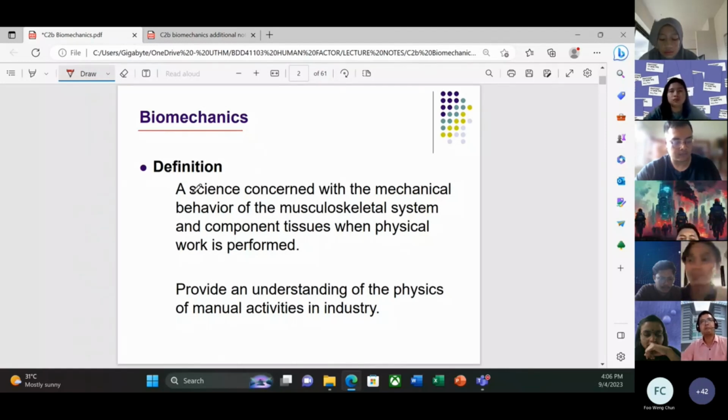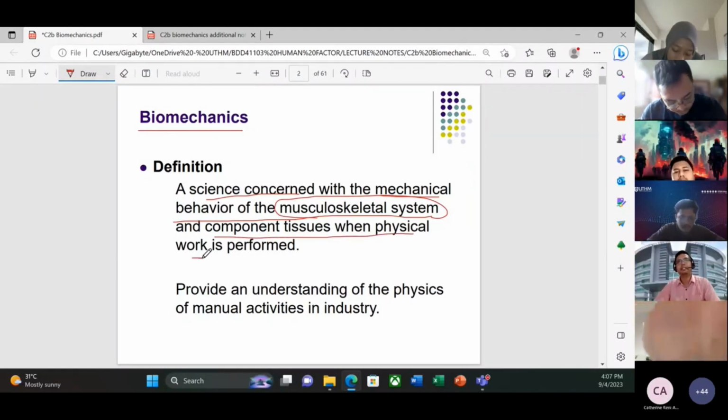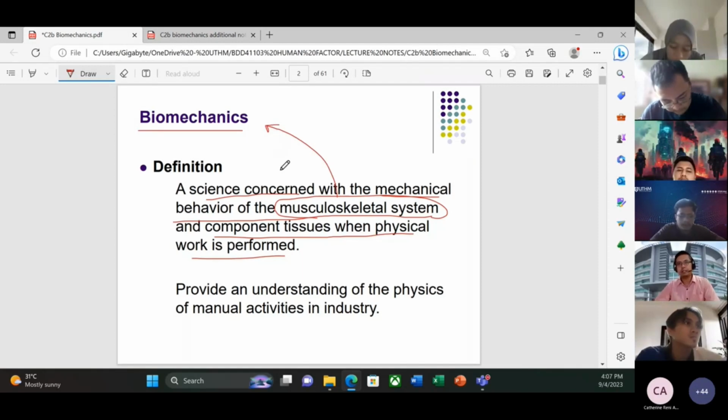So by definition, biomechanics is a science concerned with the mechanical behavior of the musculoskeletal system. Okay, so I repeat again. By definition, biomechanics is defined as a science concerned with the mechanical behavior of the musculoskeletal system and its component tissue when physical work is performed. So we call it biomechanics. What is the musculoskeletal system? Later on I will explain. In simple words, biomechanics provides understanding of the basics of manual activity in industry. So how do we lift, lower, push, or pull any load or object.